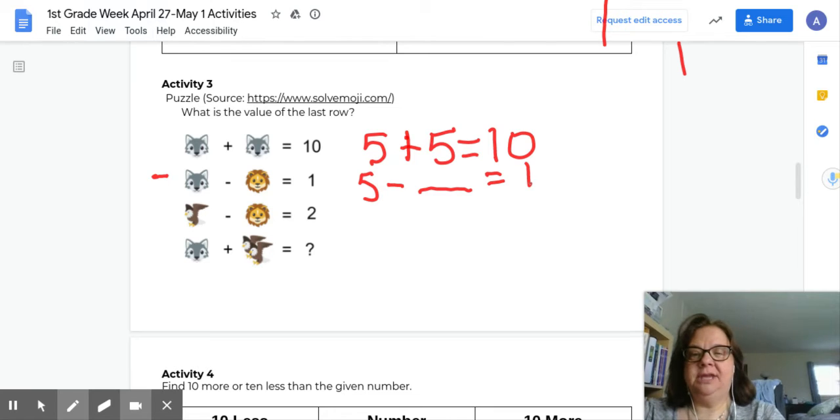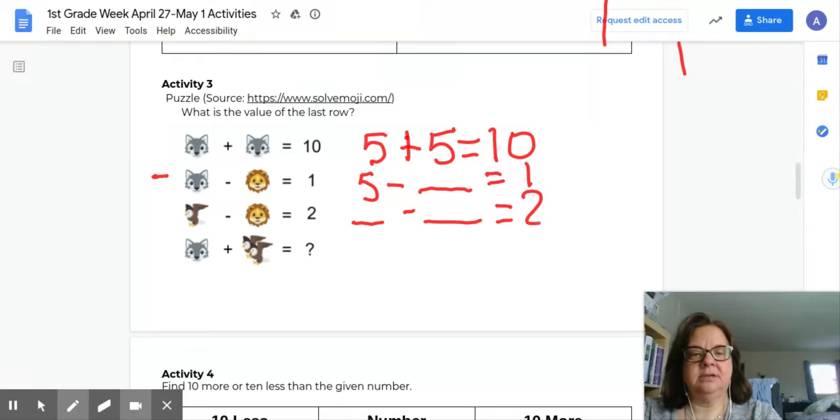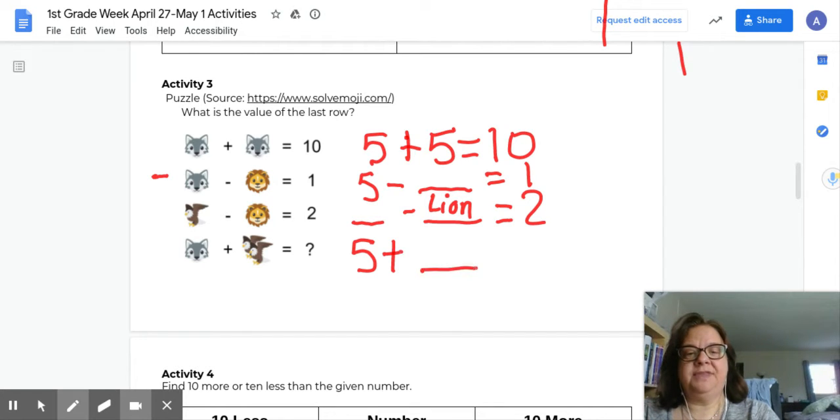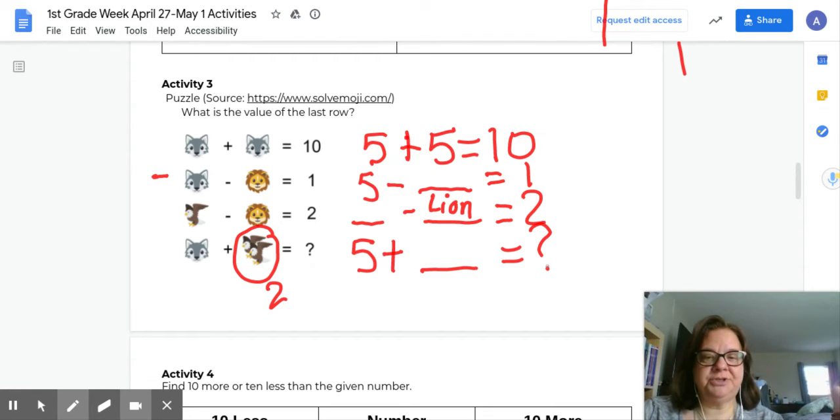Okay? And then you have an eagle minus lion equals 2. Well, I don't know what the lion is yet, but you will take whatever the lion is and put the lion right here. Okay? And then down here you have a fox, which we know is 5. And we don't know what the eagle is yet, but you have 2 of them. So that means you have to add 2 eagles, and it will give you the answer of something. So that's what you're looking at there for activity 3.